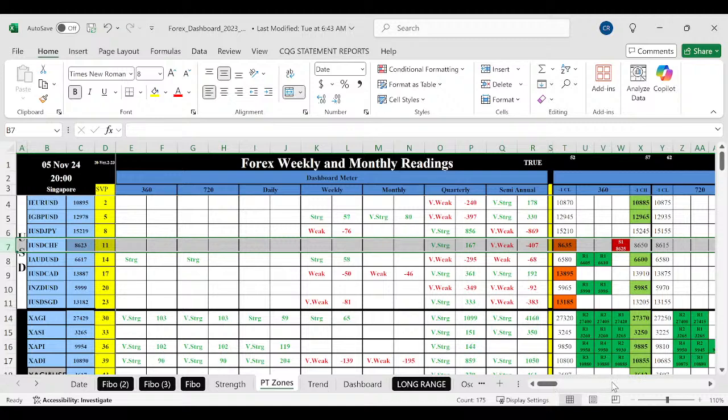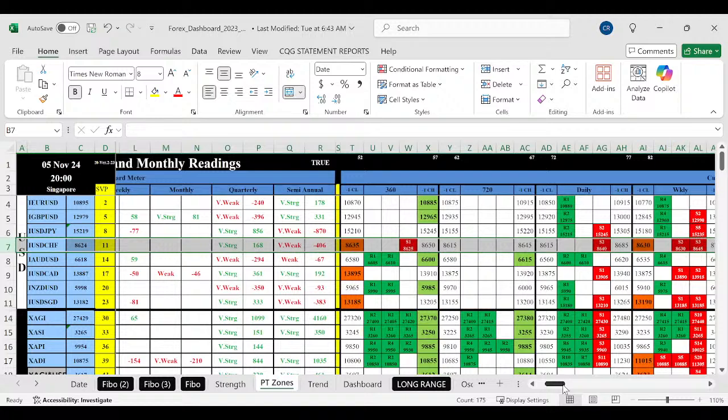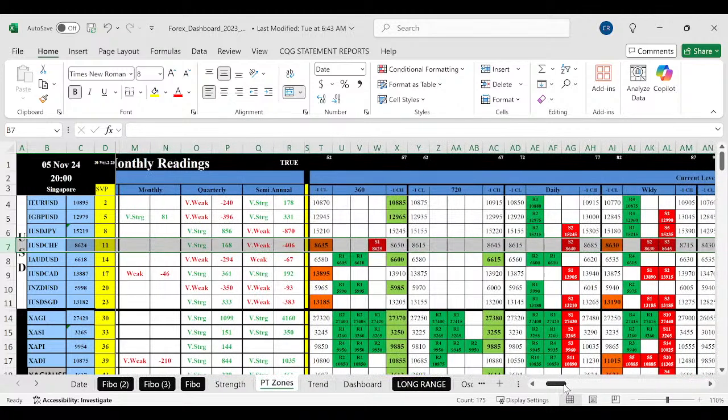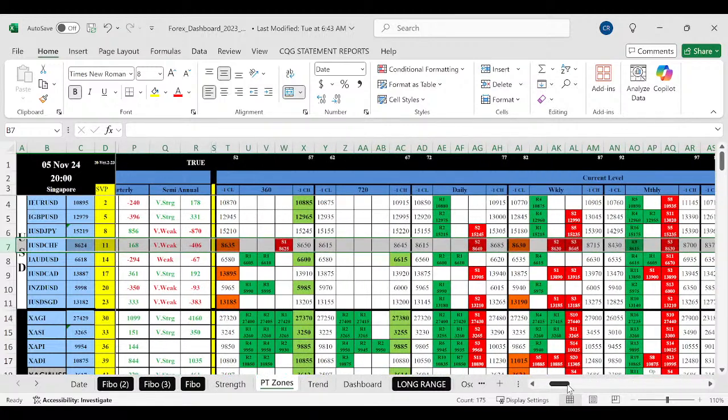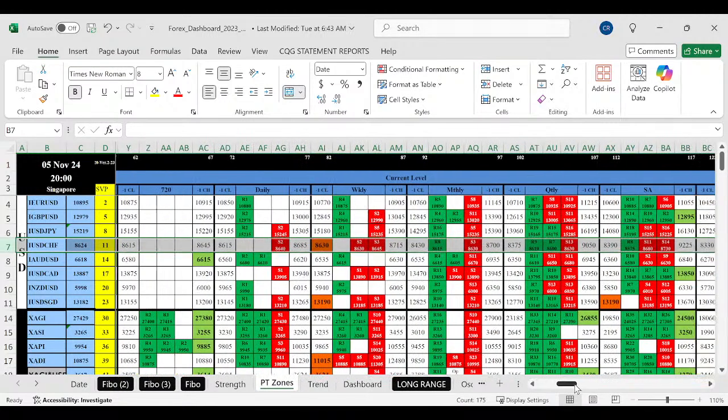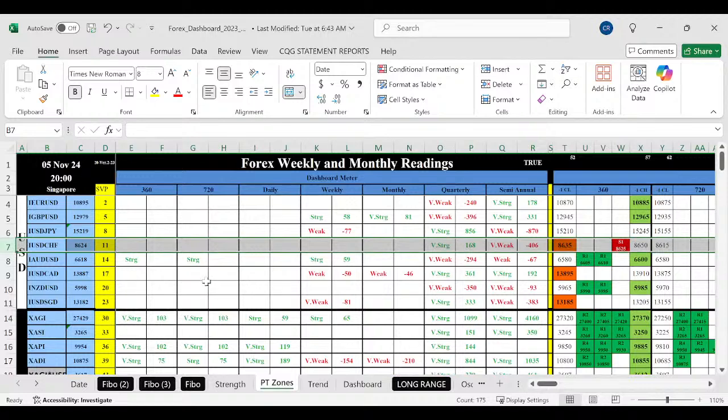Your 360 is showing weakness. 720 is flat. Daily is already started showing weakness. Weekly is also showing weakness. So that means that there is no buying force involved. So all are selling force.